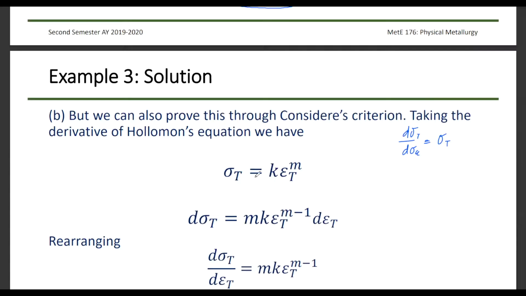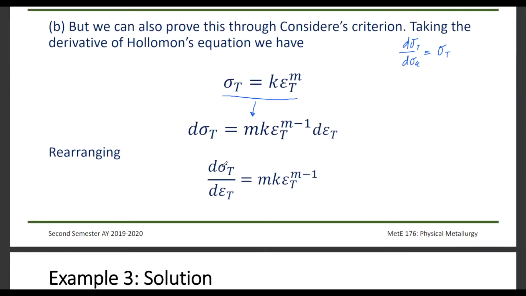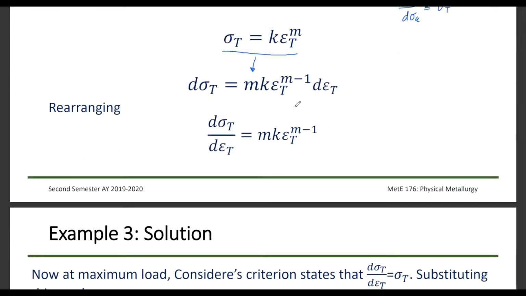Okay. So we start off with getting the derivative of both sides, no? So we derive. So that's d sigma T is equal to M K epsilon T raised to M minus 1 multiplied by d epsilon T. Okay? So ito, pag dinerive natin to, we end up with this one. So if we rearrange, we end up with d sigma T over d epsilon T is equal to MK epsilon T raised to the power of M minus 1. So nilipat lang yung itong value na to sa other side.